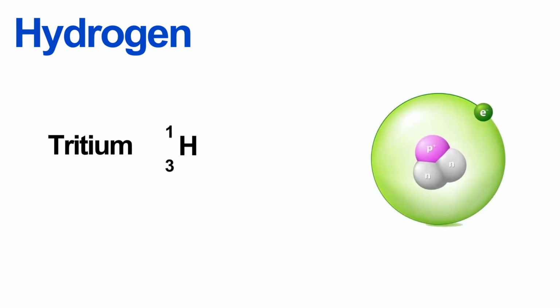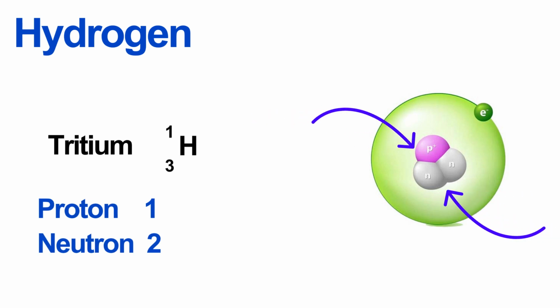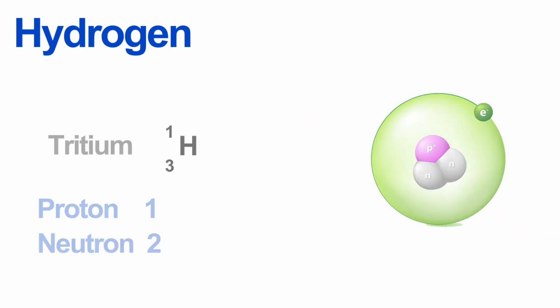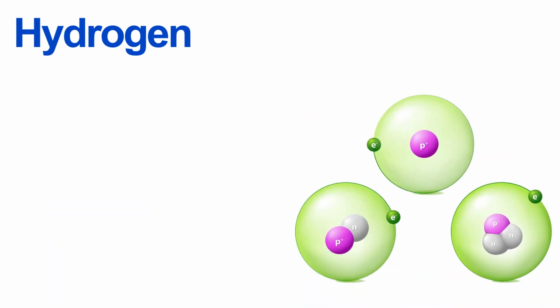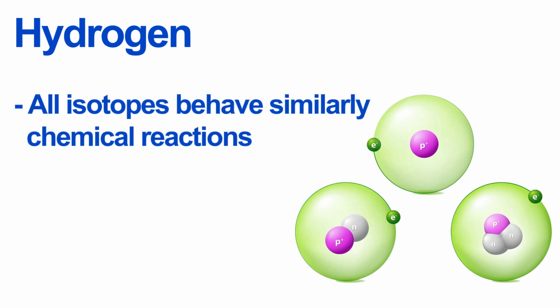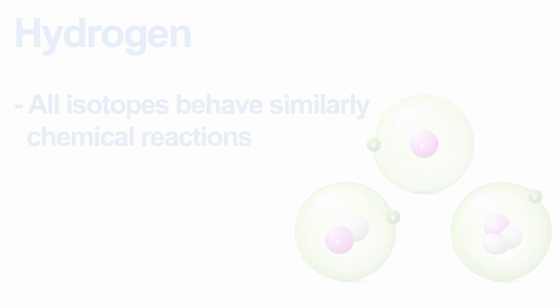Tritium, the rarest, has 1 proton and 2 neutrons, making it radioactive. Despite these differences in mass, all 3 isotopes behave similarly in chemical reactions. Let's take carbon as an example.